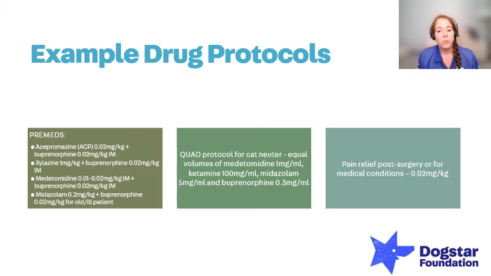You can also use buprenorphine as part of the quad protocol, so equal volumes of medetomidine, ketamine, midazolam, and buprenorphine for young and juvenile kittens. And finally, you can use buprenorphine not as part of an anesthetic protocol, but as we've discussed previously, as just pain relief on its own. So 0.02 milligrams per kilogram for many medical conditions and for post-operative pain relief.